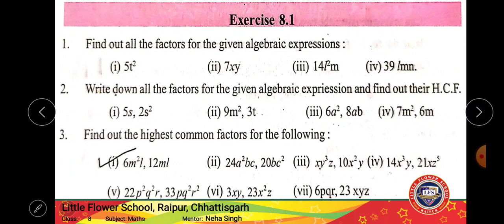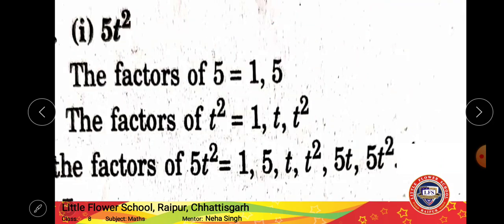First is 5t square. See what we will do. First we will factorize the number, right? 5 is the number. 5 is a prime number, it will not come in any other table, right? So the factorization of 5 will be directly 5 only. So we write that the factors of 5 are 1 and 5, right? 5 comes in the 1 table and the 5 table. The factors of t square will be 1, t and t square.